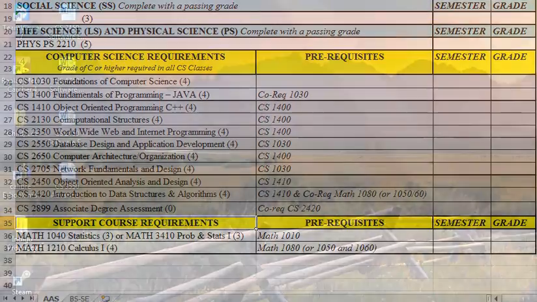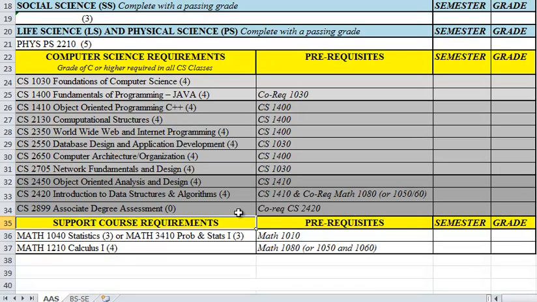degree. We only have 2 support courses. Those are a statistics course and a Calculus 1 course, which comes after taking Math 1080 or Math 1050 and 1060 as mentioned above.